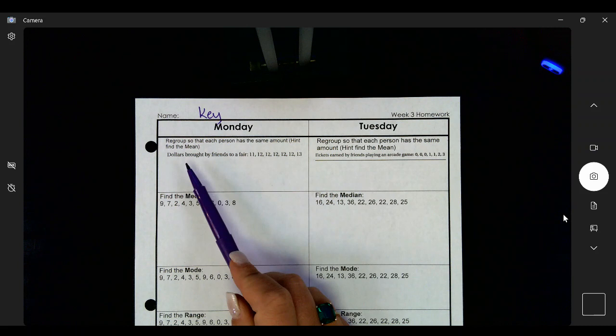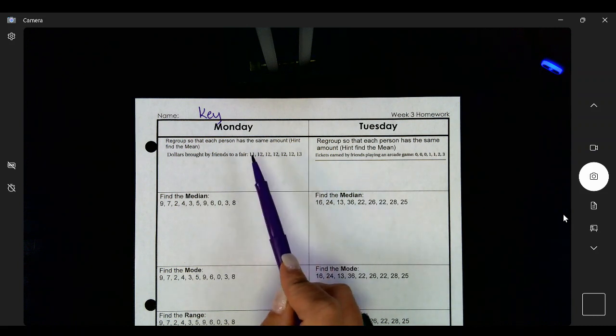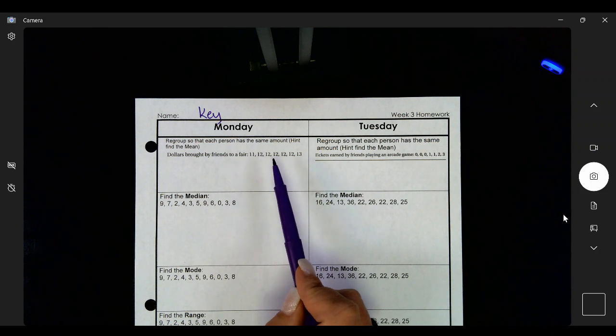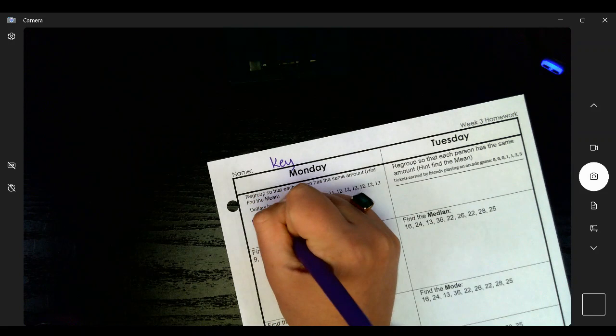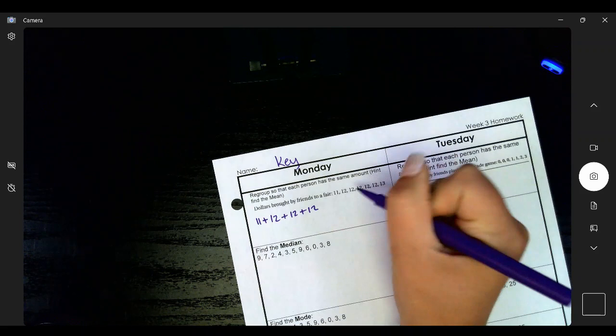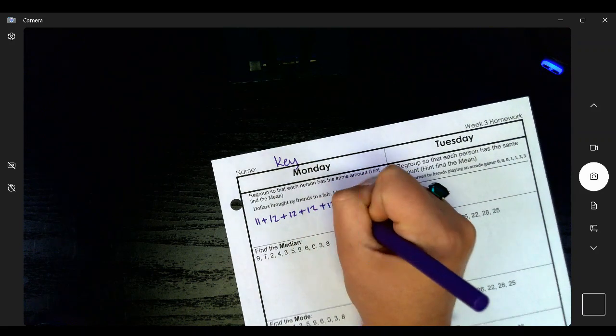So it says dollars bought by friends to a fair. So basically, they're all putting their dollars in a pot and they want to share evenly. So the first step that we're going to have to do is add all of these up. So you're going to have to do 11 plus 12 plus 12 plus 12. How many 12s do I have? 1, 2, 3, 4, 5.